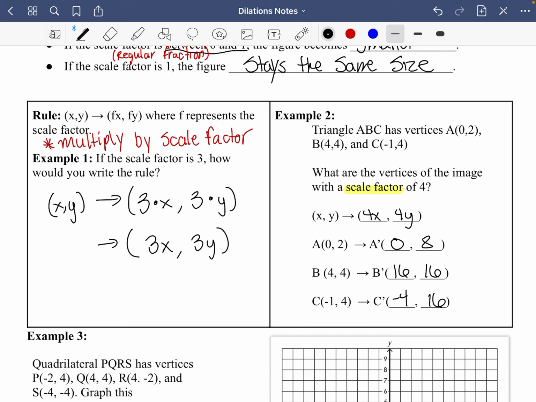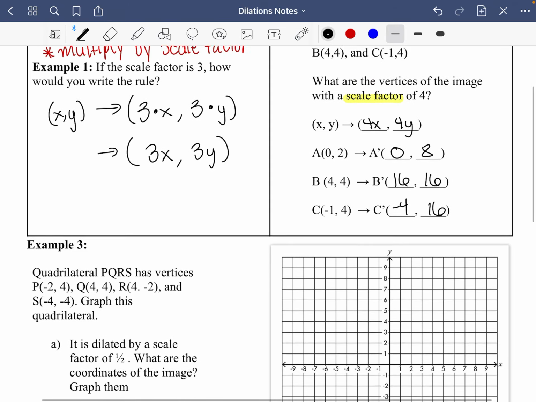That's how we get the answer when we have a scale factor that is, remember, greater than 1. We noticed that it started with small numbers and then the numbers got bigger. So when a scale factor is greater than 1, the numbers should get bigger. Okay, so let's move to example 3.